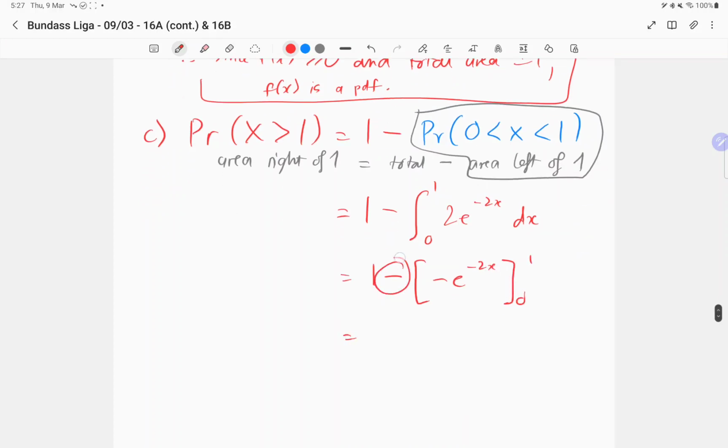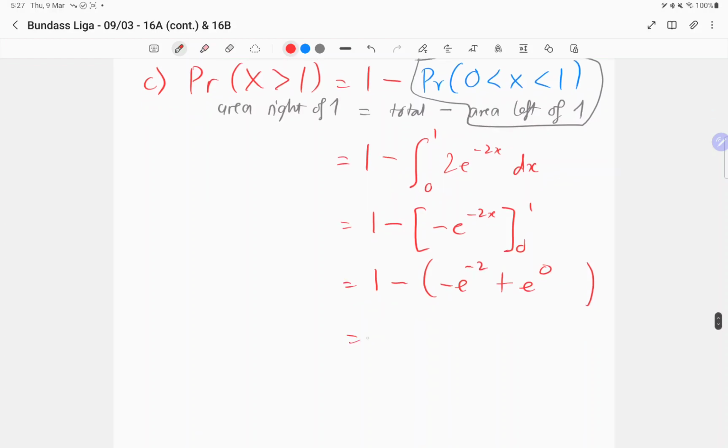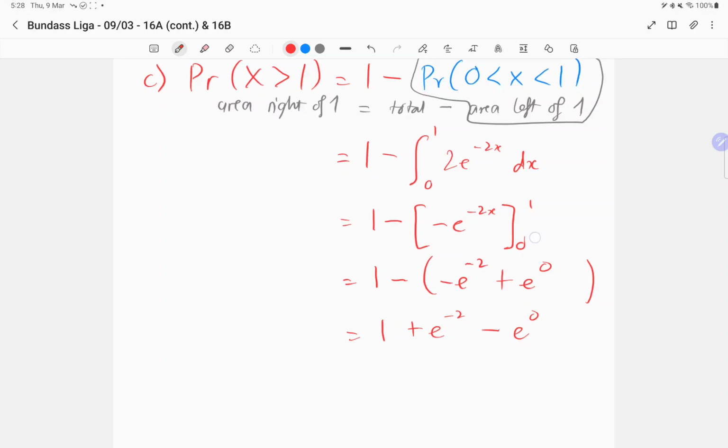Note that because of the minus there, right? 1 minus, you should keep the minus there and work out everything else in the bracket first. So that's minus e to the power minus 2, and then plus e to the power 0. At this point, you open the brackets and multiply the negative 1 in. So that will be 1 plus e to the power minus 2 and then minus e to the power 0. Make sense? Just distribute the negative sign in there.